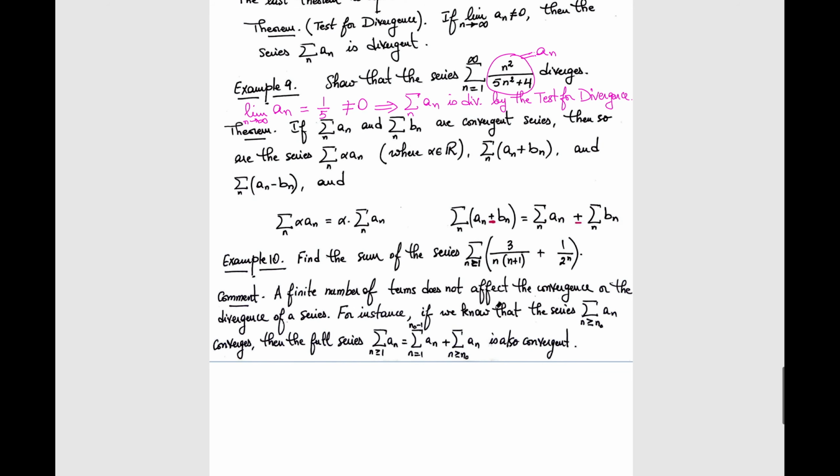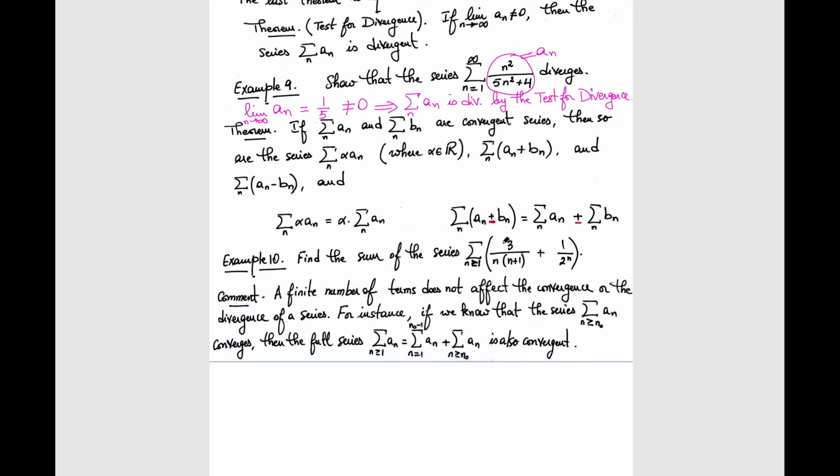So this series here converges to, the first part converges to 3. And the second part, the series 1 over 2 to the n, is a geometric series whose first term is 1 half and the common ratio is 1 half. So that's going to converge to 1.